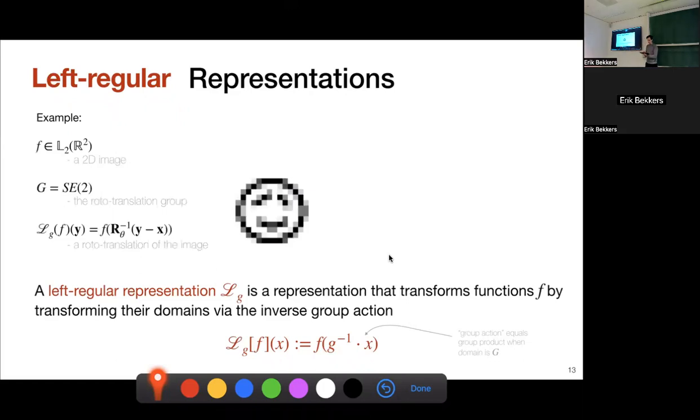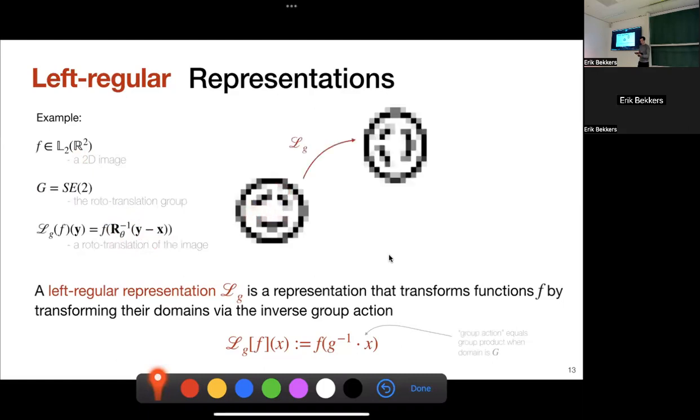So let's go over an example again. We have a function on the space of square integrable functions on R2, such as a 2D function. On R2, we have the group G, rotations and translations, and we know how the group acts on the plane R2, right? By this shift and rotation. So if we have a function on R2, we also know how to transform this function. We just transform its domain.